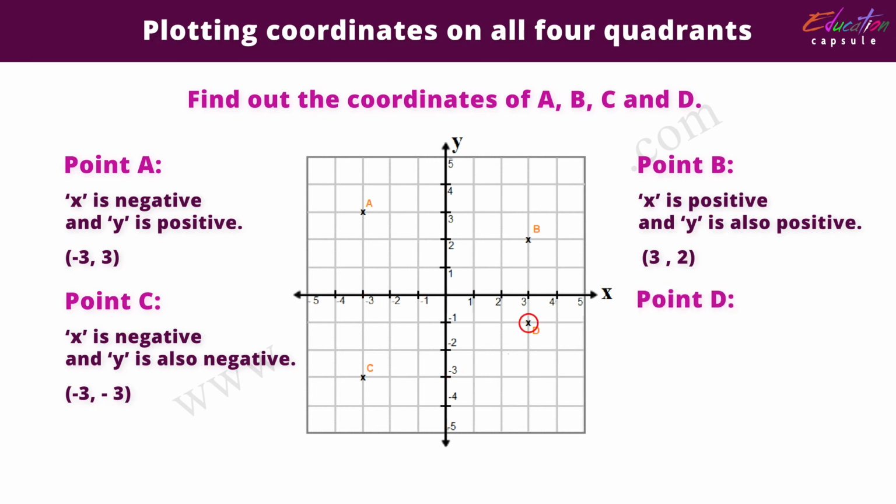Point D. We can see that this is in the fourth quadrant, which means x is positive and y is negative. We'll move 3 units towards the right from the origin and then 1 down. So the coordinates are 3, -1.